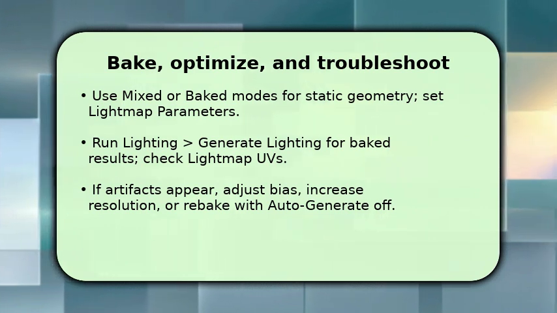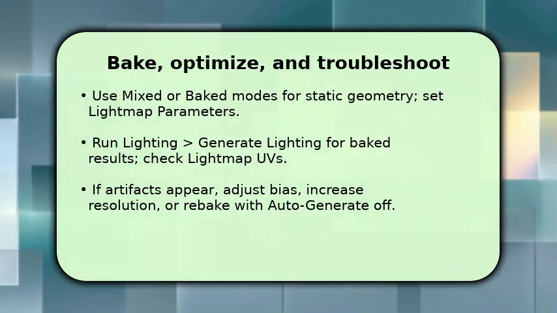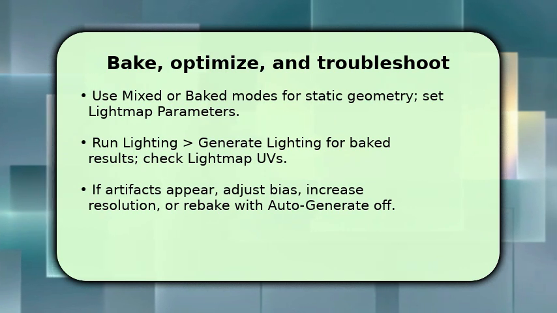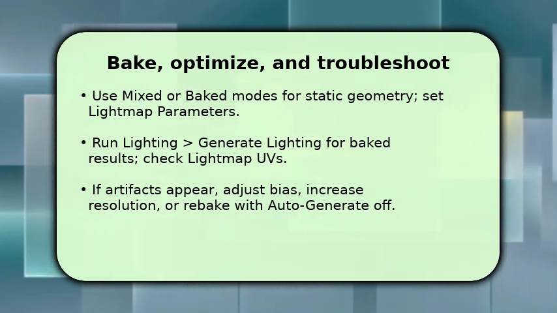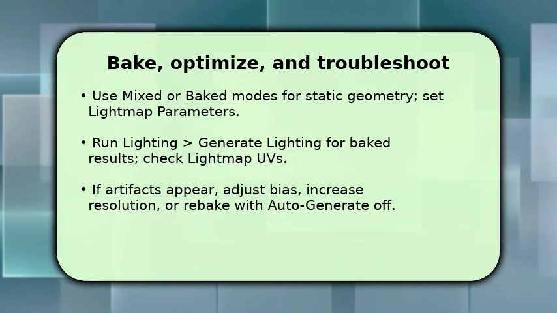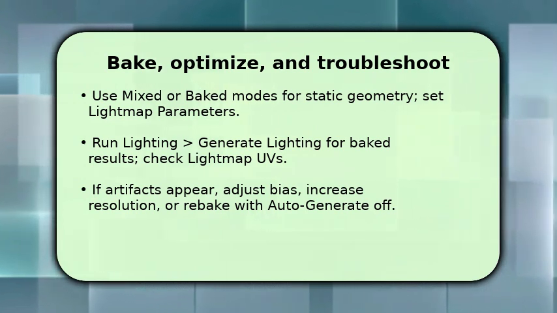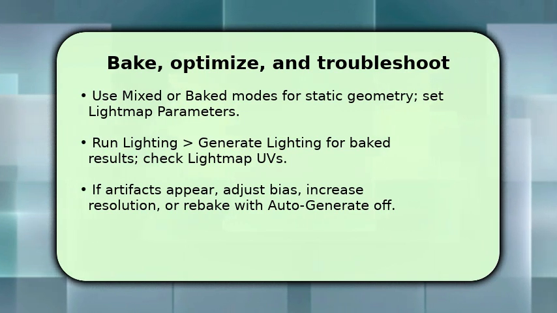If something goes wrong, odd seams, shadow acne, or blotches, adjust shadow bias, increase light map resolution, verify UVs, disable auto-generate, and rebake. This troubleshooting step usually resolves most lighting artifacts quickly.